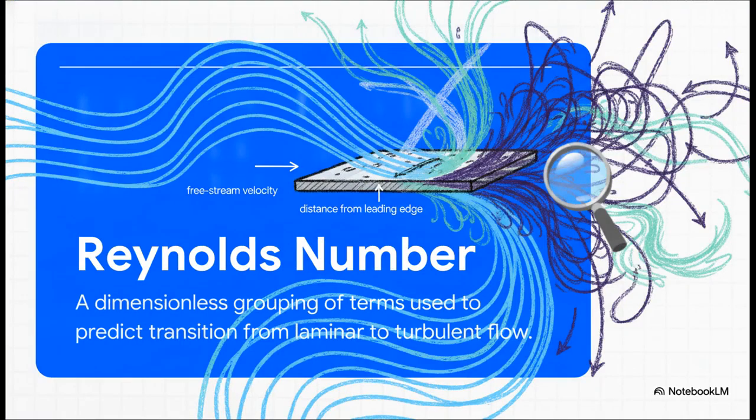So how do we predict exactly when that smooth flow is going to burst into chaotic turbulence? Engineers use the Reynolds number. You can think of this as the ultimate dimensionless speed limit of the fluid universe. It basically groups together the free stream velocity, the distance from the leading edge, and the fluid's kinematic viscosity. On a standard flat plate, that critical transition into turbulence usually happens when this ratio hits between 5 times 10 to the 5th and 10 to the 6th power.